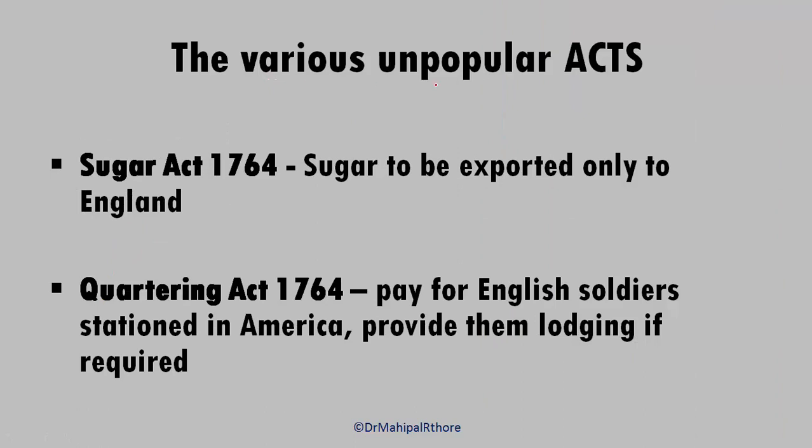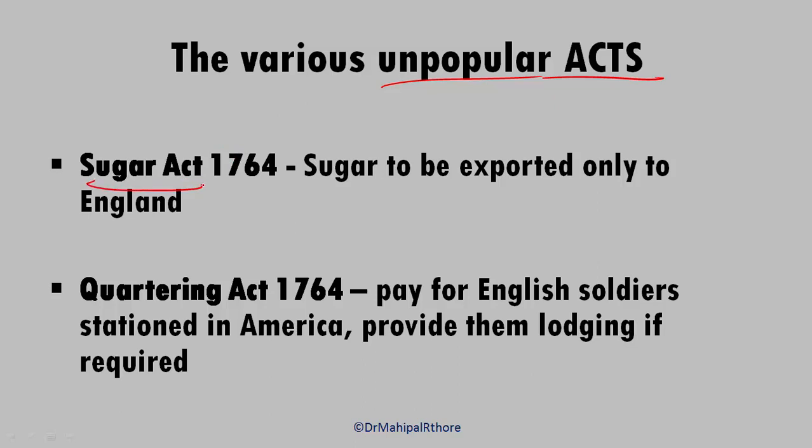Now we will discuss the unpopular acts that were imposed by the British government, by the British Parliament after the 7 Years' War. As I told you, they wanted money. The British government was in huge debt, so they started imposing different acts on the colonies.